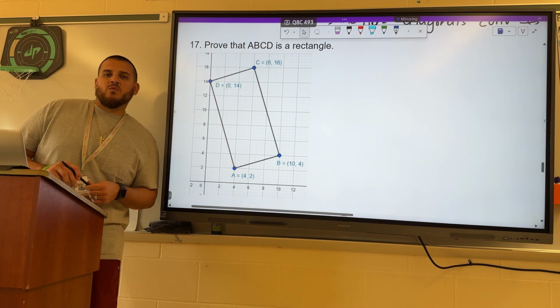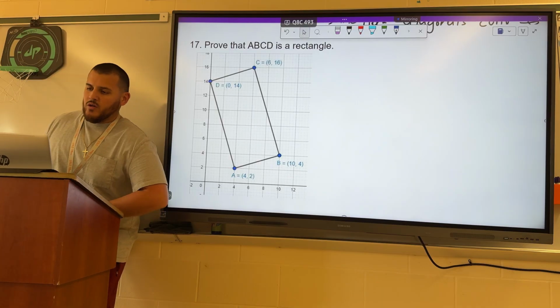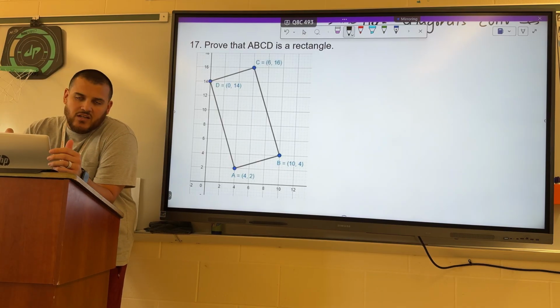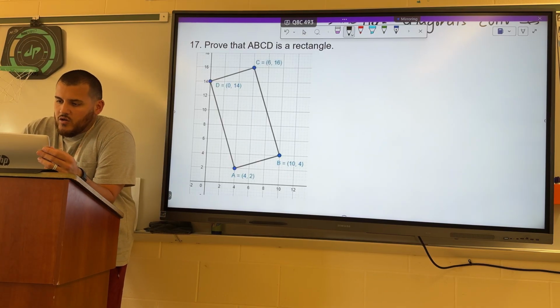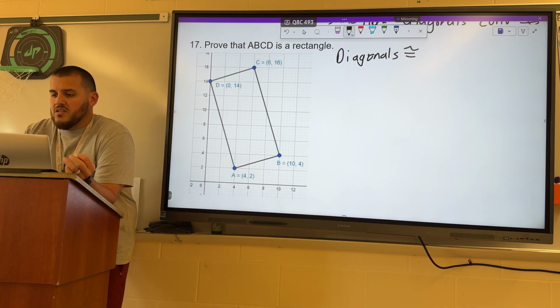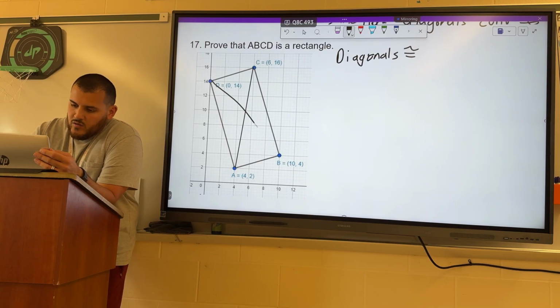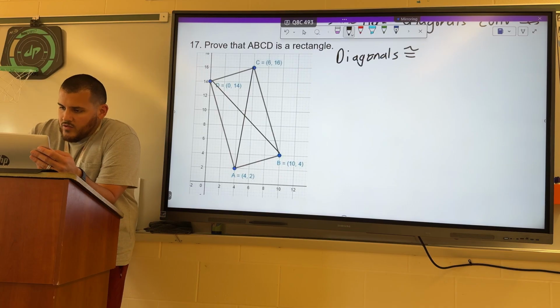In example 17, we have to prove that ABCD here is a rectangle. Okay, what do we know about rectangles? We know that diagonals have to be congruent to each other. Diagonals are congruent in a rectangle. So we just need to prove that in order to say that this shape is indeed a rectangle. So we have a diagonal AC, and we have a diagonal BD. We're going to do those one at a time.